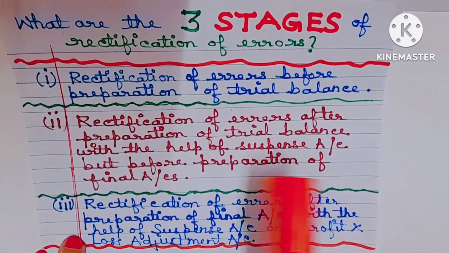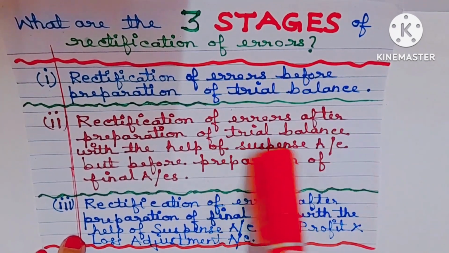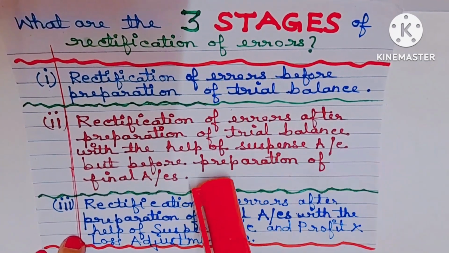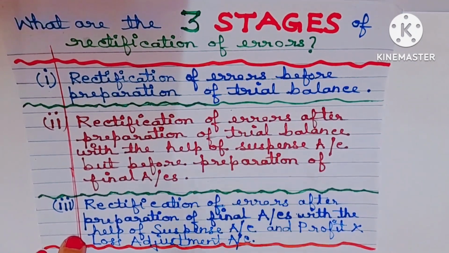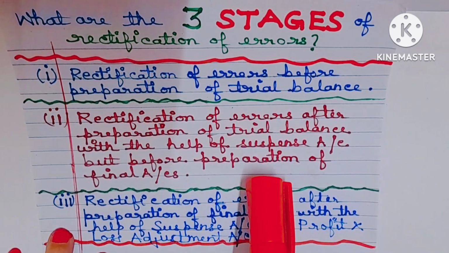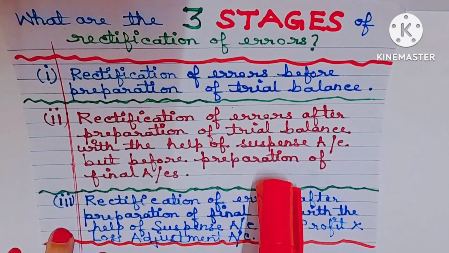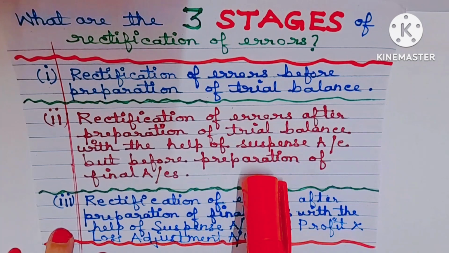I hope you understood. Number 2, rectification of errors after preparation of trial balance with the help of suspense account but before preparation of final accounts. This is the stage 2. In case of rectification of one-sided errors, in case of rectification of error after preparation of trial balance but before the preparation of final accounts, that is in stage 2.